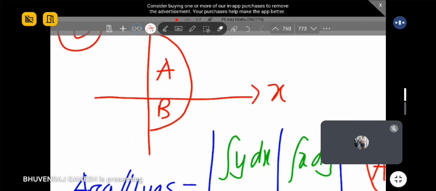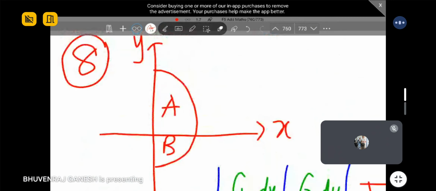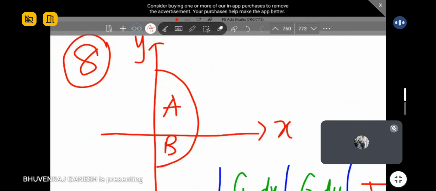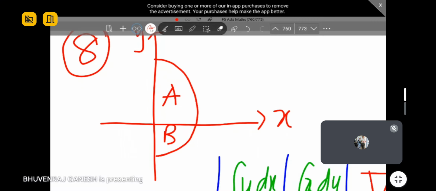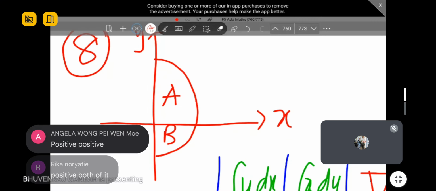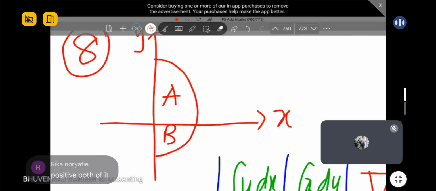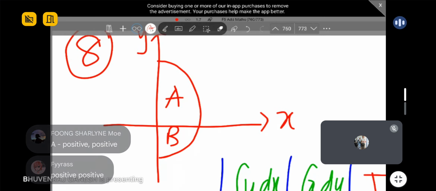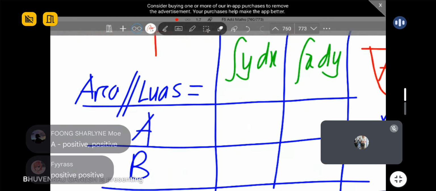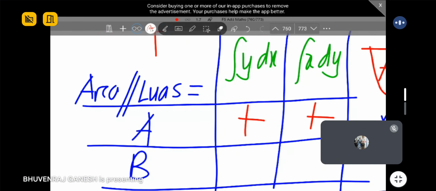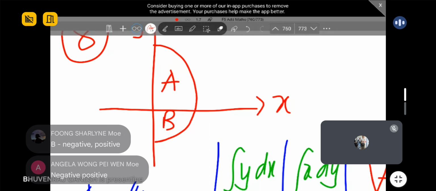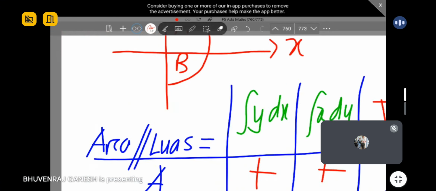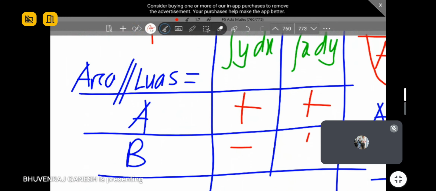Okay, guys, for this one, can you all try and see A and B? First A, the area A first. Positive or negative, which one? Positive both of it. Very good. Because for A, both limits are positive. So definitely the area will be positive for A. All right. So how about B? Negative, positive. Okay, let me check. All right, very good. Negative, positive. Correct. Okay, very smooth, right? You can feel very smooth also.